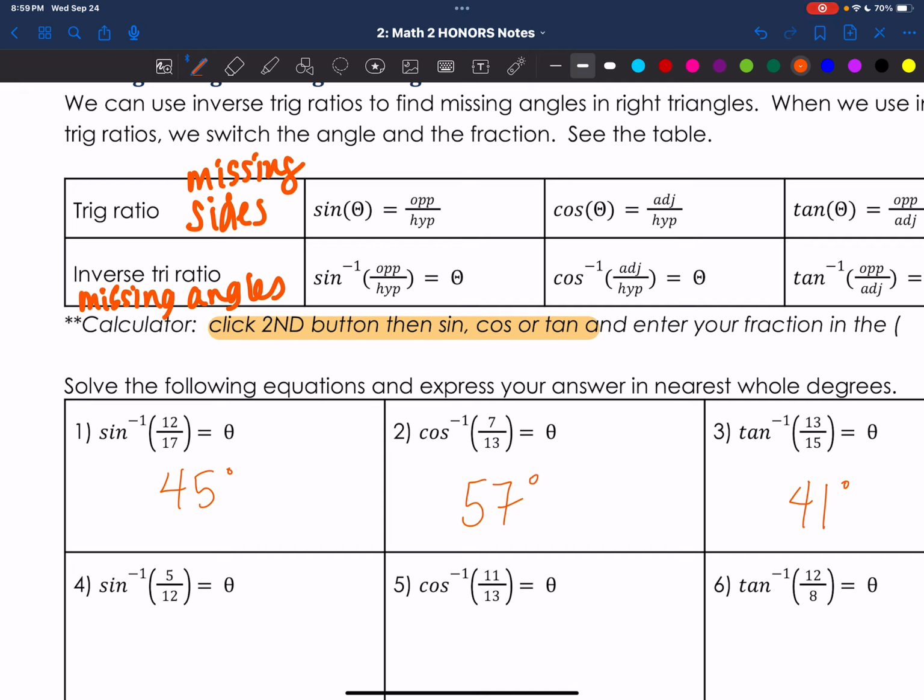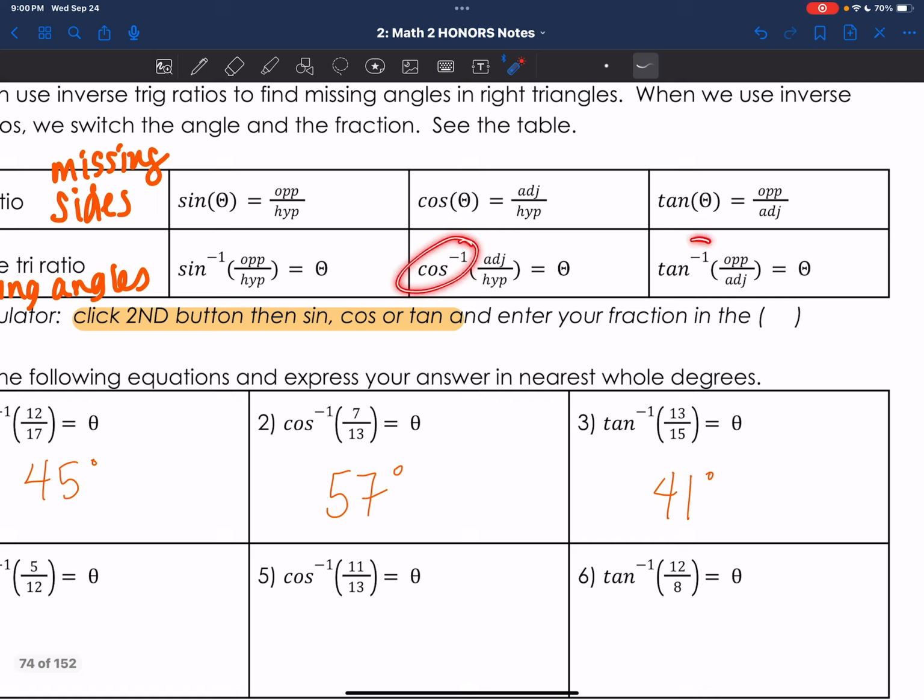All right, so we're going to do what's called the inverse. We're kind of going opposite of it. So we're actually going to say inverse sine times opposite over hypotenuse equals theta. So we're looking for the angles. Remember, just the regular is for sides, the inverse is for your angles. We can do that to all of these, where you're still going to have the same ratio, but this time you're just looking for the angle.